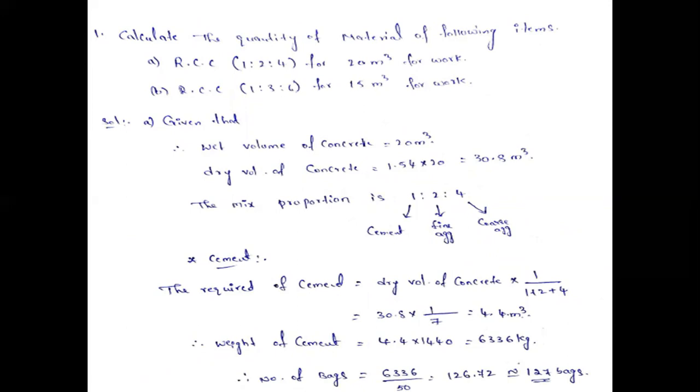Write the problem. Calculate the quantity of material of the following items. First one, RCC. RCC means reinforced cement concrete, 1:2:4 for 20 cubic meter of work.